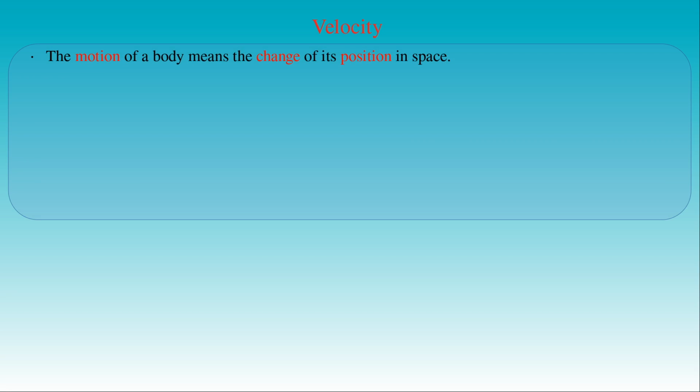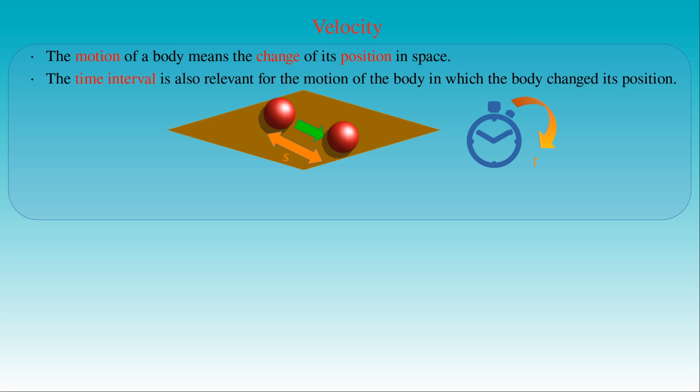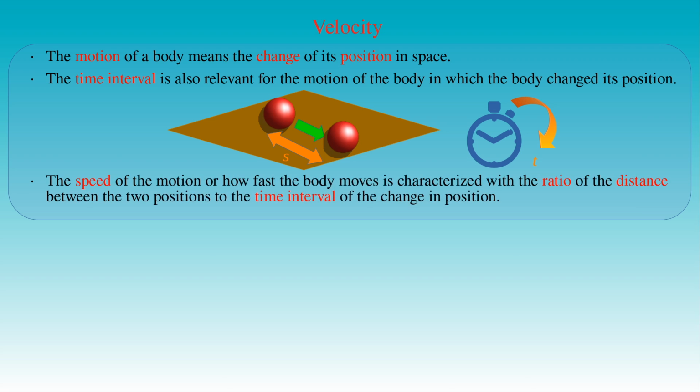The next kinematic quantity we will define is the velocity of moving bodies. We determine the motion of a body as the change of its position in space. If we have a ball on the floor moving from one place to another, we can measure the distance s between the initial and the final positions of the ball. Another relevant quantity in the description of motion is the time interval t in which the body changed its position. Then the speed of the motion, or how fast the body moves, is characterized with the ratio of the distance between the two positions to the time interval of the change in position.